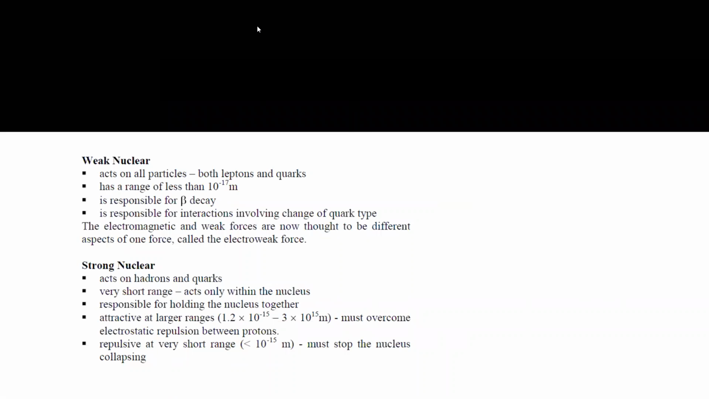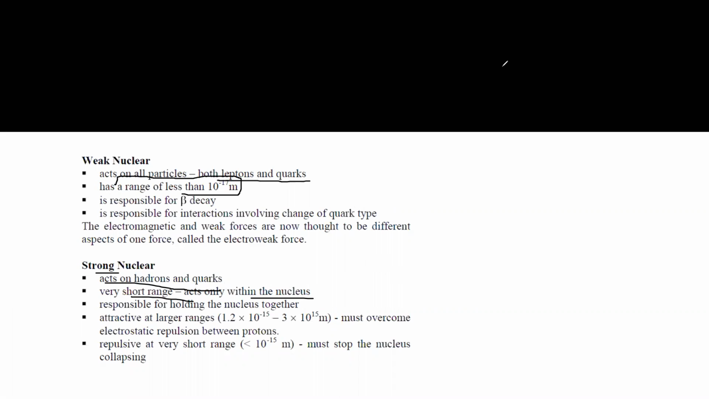Then we have the weak nuclear force, which acts on all particles, both leptons and quarks. Quarks experience weak force, but for leptons its effect is more visible, and it has a range of 10 to the power minus 17 of a meter. And this force is involved in beta decay. Same way, we have a strong nuclear force which exists between hadrons. Hadrons are actually mesons and baryons, and it is a very short range force which acts within the nucleus.